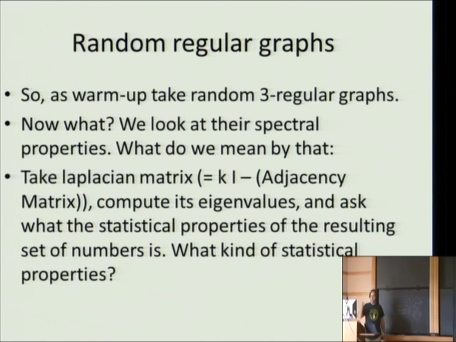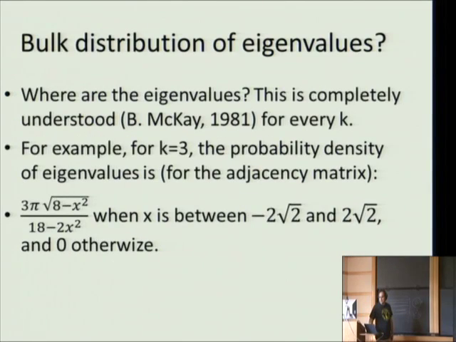So OK, we take the Laplacian matrix of this graph, compute its eigenvalues, and ask what the statistical properties of this set of numbers are. The simplest question is about the bulk distribution of eigenvalues. And there is a, by now, very old paper of Brendan McKay where he computes it explicitly. For three-regular graphs, the probability density of eigenvalues is whatever it says there.